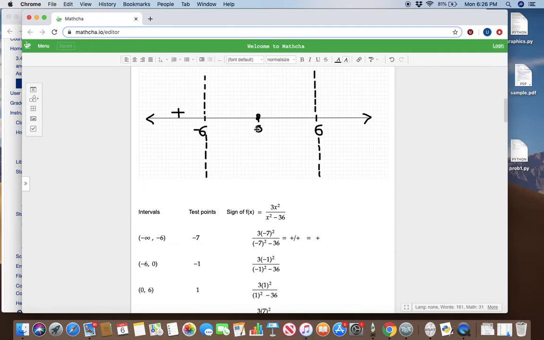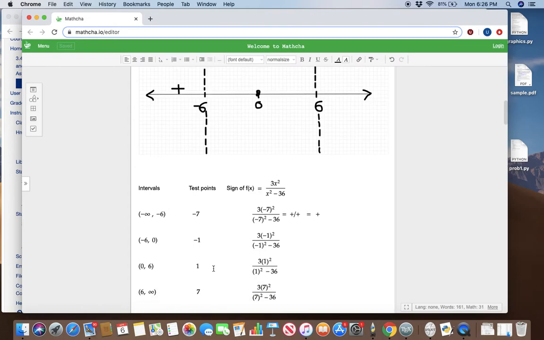Likewise, now let's choose a test point from here. You can choose any number between 0 and negative 6. I chose negative 1. You could have chosen negative 2, negative 5, whatever you like, as long as it's within this interval. You cannot choose the end points, mind you. Something within the interval. I plugged in negative 1. So, what is the sign?